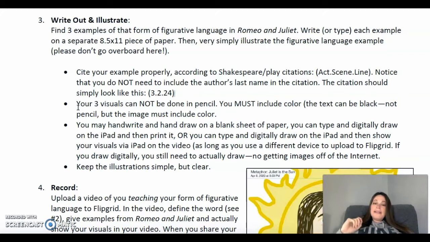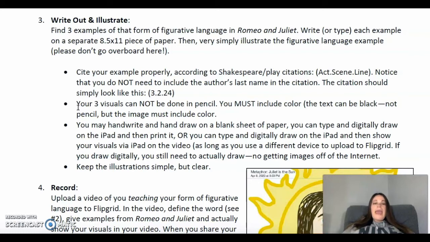They cannot be done in pencil. I know some of you guys love pencil. Why? Because it's fast and easy and I don't know, you guys are lazy, I don't know. But you must include color, all right? The text can be black, not pencil, but the image must include color.